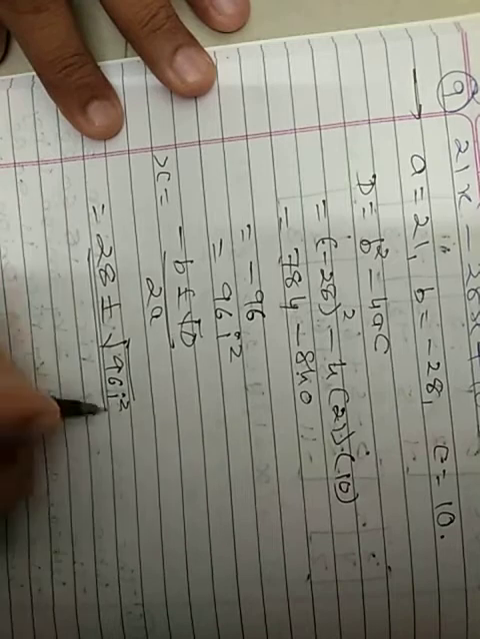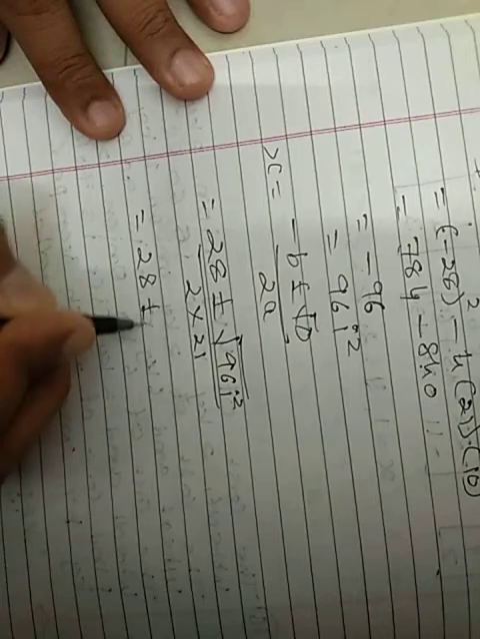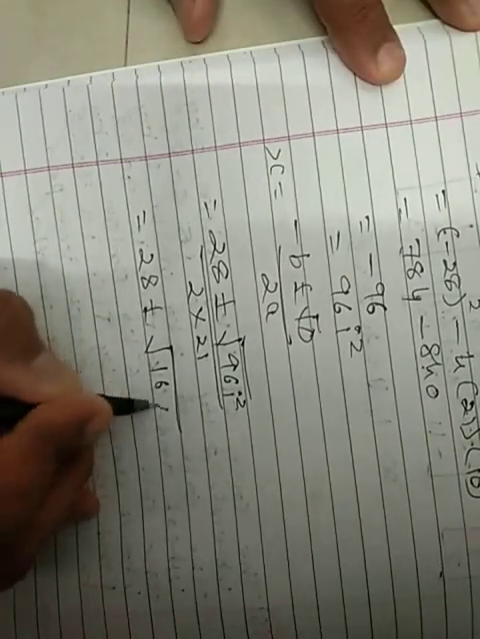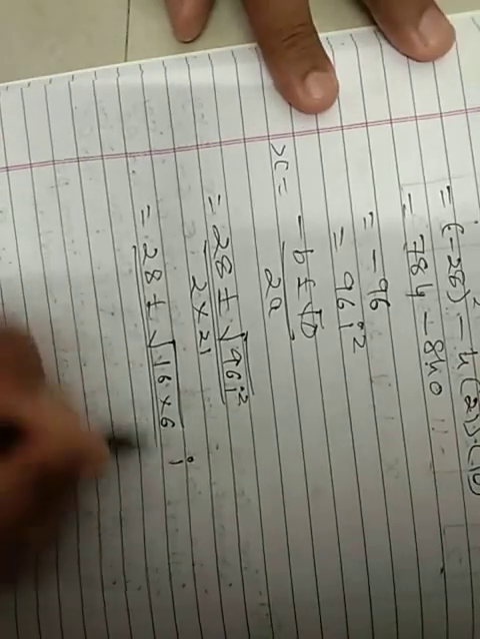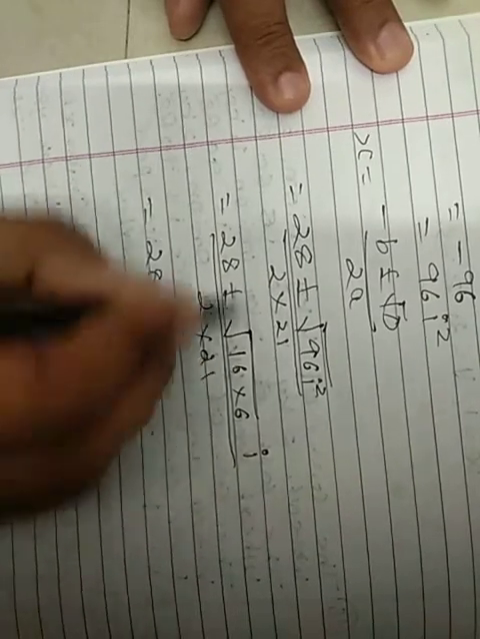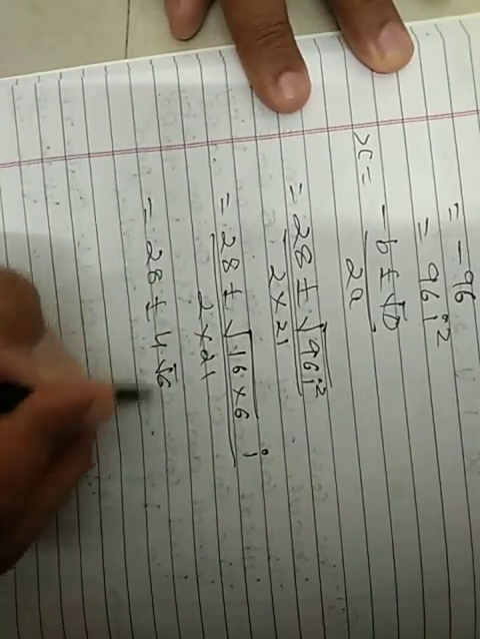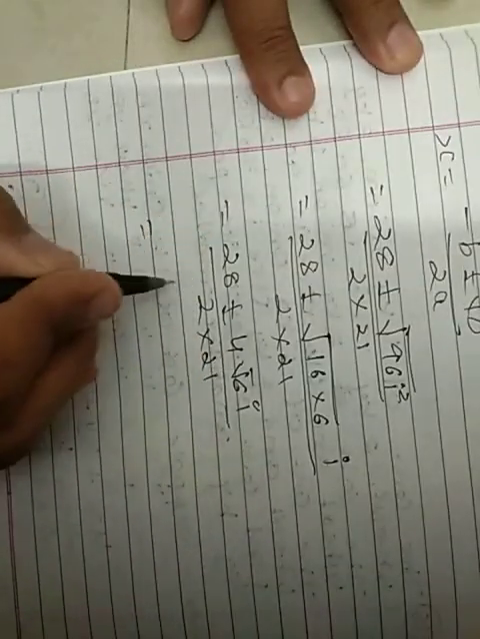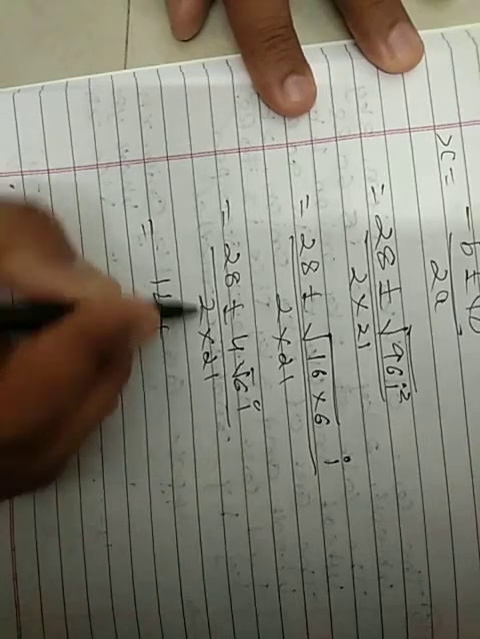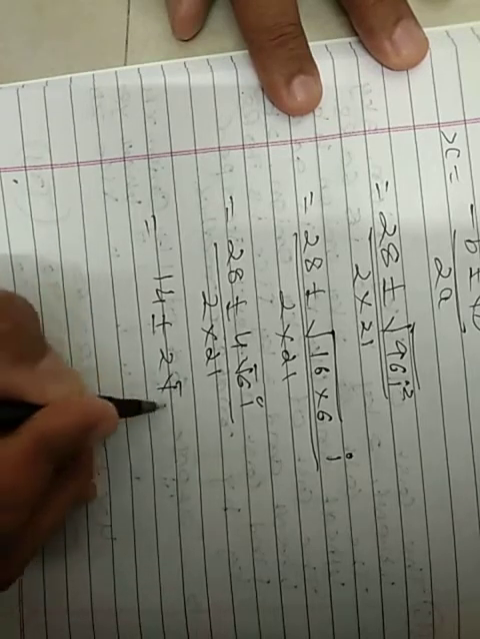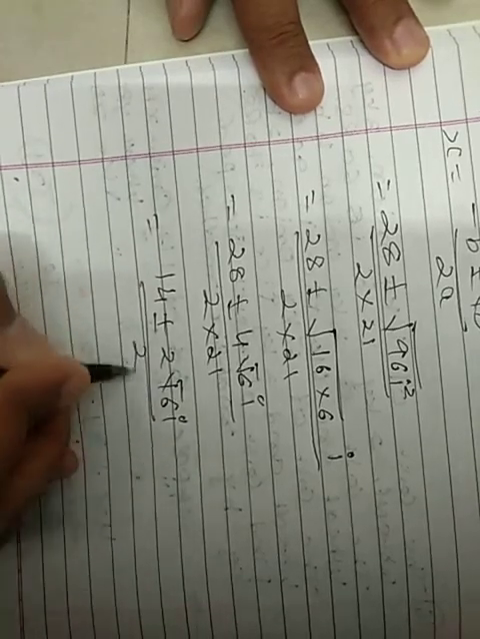96 i square upon 2 into a, 21. 28 plus or minus, 96 means 16 into 6, 2 into 21. 28 plus or minus 4 root 6i divided by 2 into 21 divided by 2. Therefore this is 14. 2 2 2 cancel. Therefore 14 plus or minus 2 root 6i divided by 21.